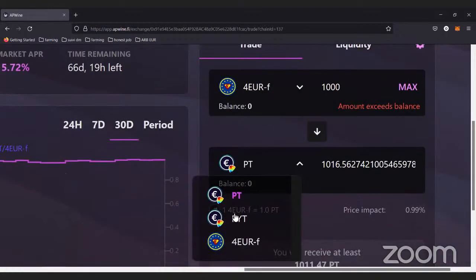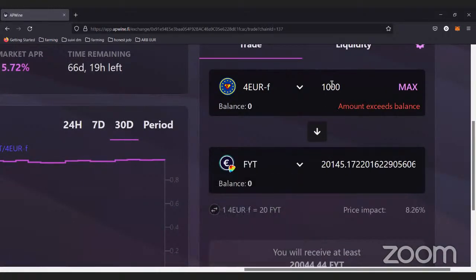You can also buy the future yield token. So for example, 1,000 euros will give you 20,000 future yield tokens. So the question is, what is the price of a future yield token? So here you have it. One future yield token is 20. So 20,000, sorry, 145 divided by 20.